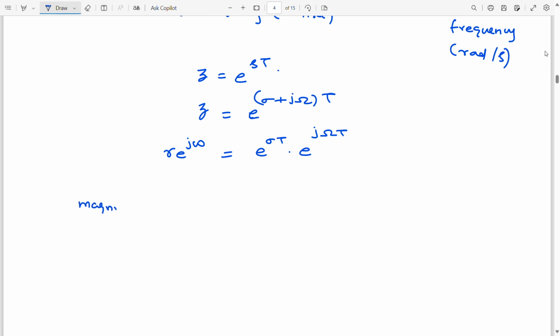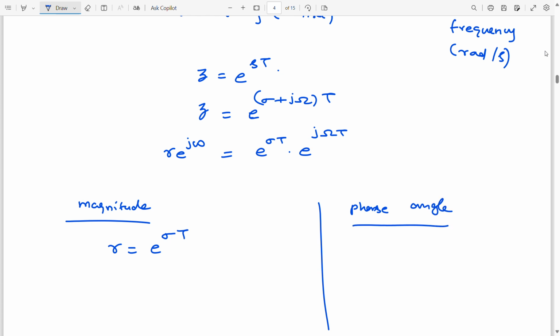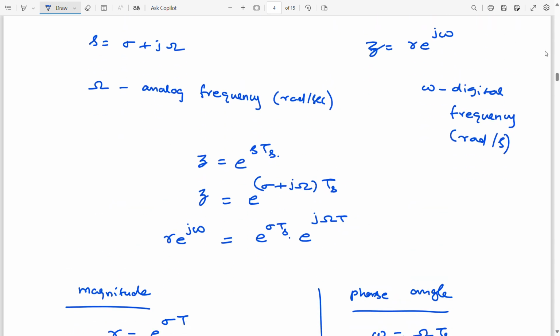That means the magnitude of this equation, r, is equal to e power sigma t. Similarly, the phase angle of this equation can be represented by small omega equals omega t. That means omega Ts. So in all parts of the t, we have to represent Ts, because Ts is the sampling duration.